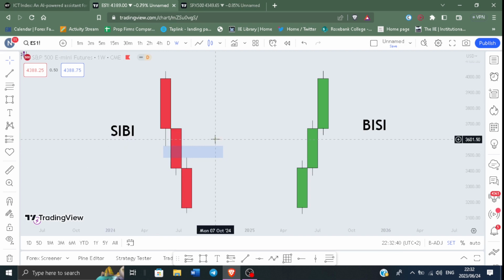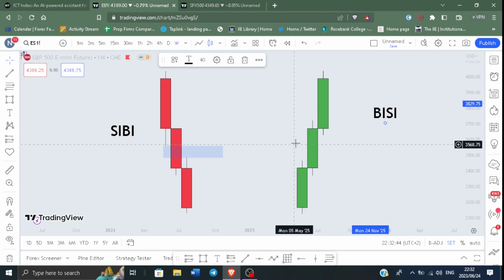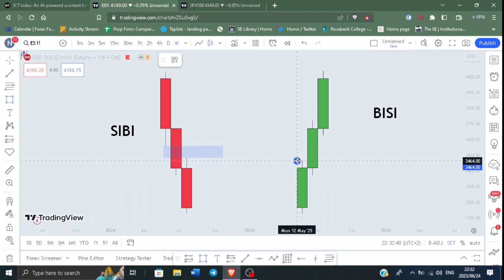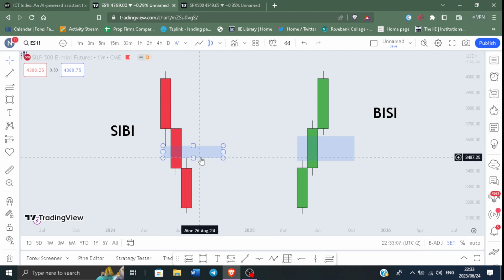And if we move over to the right side, we have the exact same thing. If we mark out our fair value gap on the right side, you will notice that we have a buy side imbalance, and because there's no movement within this range, a sell side inefficiency. So a bearish fair value gap is a SIBI, and a bullish fair value gap is a BISI.